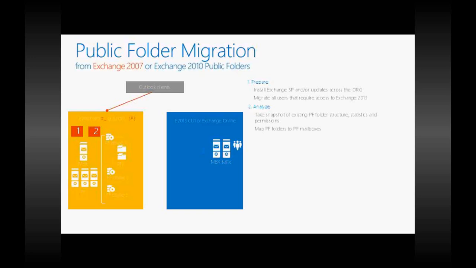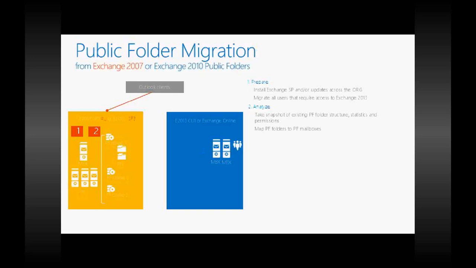So the first thing we can do is take a snapshot of your existing public folder structure. And there is a script available. There's a script called Export Public Folder Statistics, which will export your current public folder information to a CSV file. So it will show you the public folder names and the size and how many items there were in there. So if you use the Export Public Folder Statistics script, that will create a CSV file for you, and that's basically the snapshot of your existing environment.